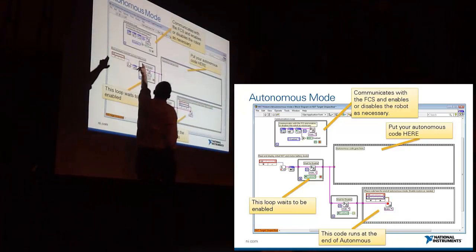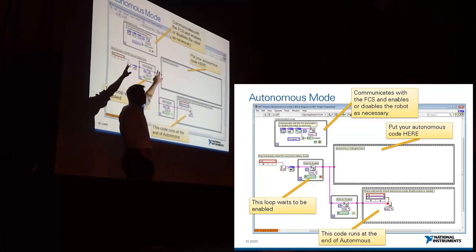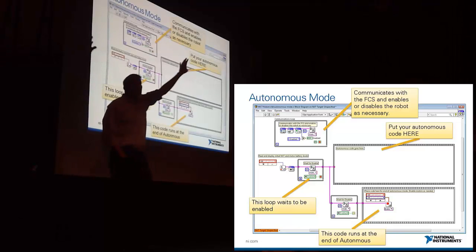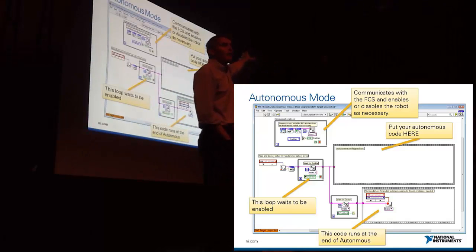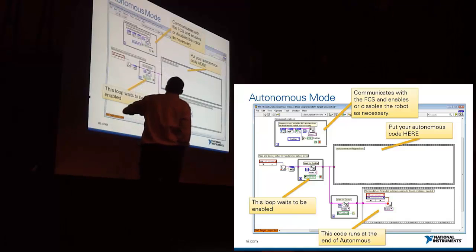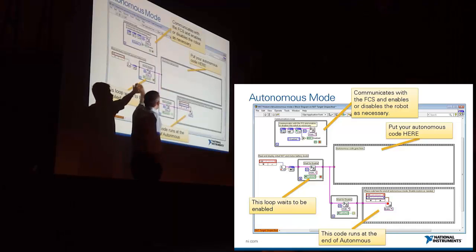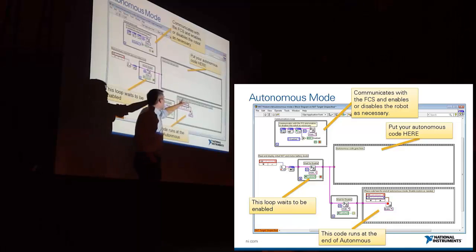This one up here is communicating to the field control system. And you should never remove that. This is how the field control system can disable the robot at any stage in the game. This is how they switch the node over from the autonomous mode to the teleop mode. And this one waits just until it's enabled from the field control system. If the field control system enables it, then your autonomous code gets executed.